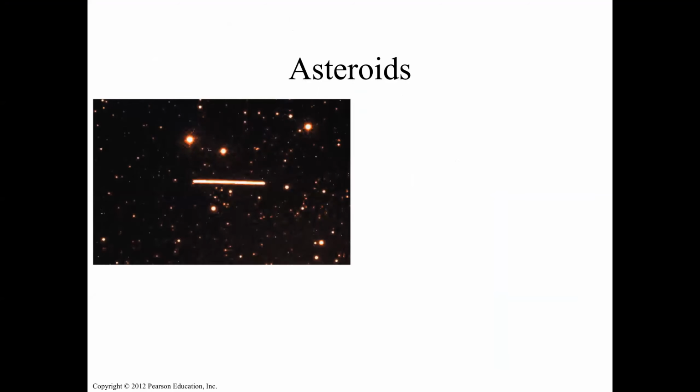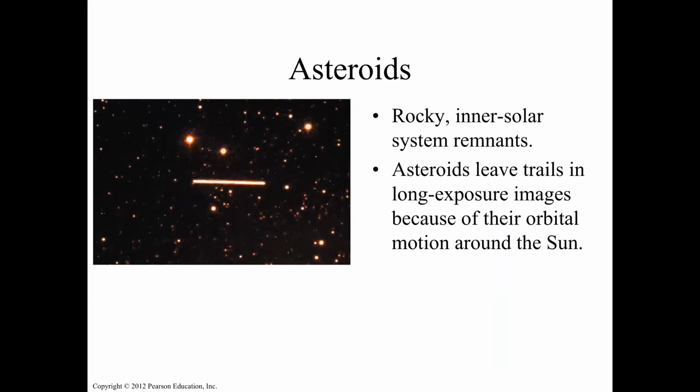So we have asteroids, and they are rocky solar system remnants, and asteroids leave tails in the long exposure images because of the orbital motion around the sun. Now remember, the asteroids are not like comets, and we'll get to that later on in part 1, but just have that in mind that they are not shooting off anything from their surface. The reason that we can see them is because they are moving with respect to the fixed background through a long exposure image.